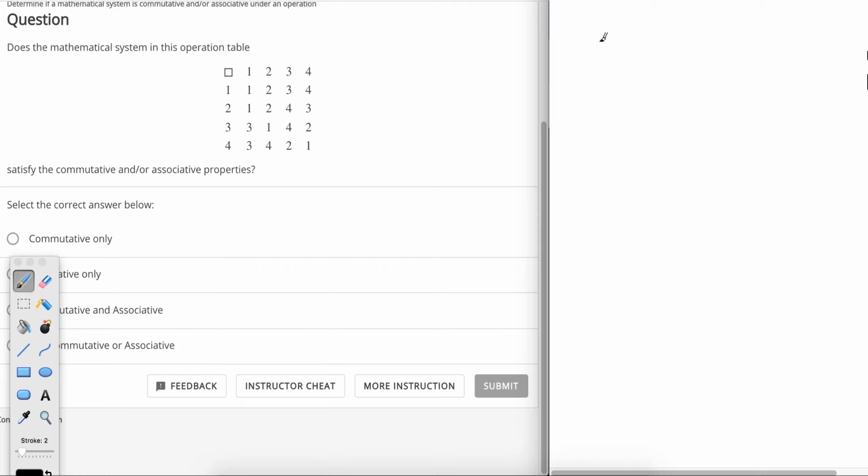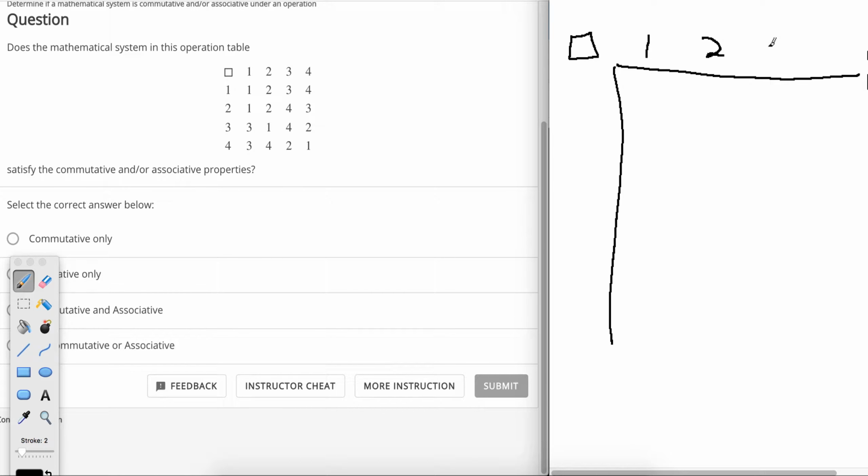Again, it's easier if you have the headers and rows distinguished. So it should look something like this. 1, 2. There must be a reason why Newton does that. I don't know why. 1, 2, 3, 4. And so you could imagine that 1 and 1 meet up at 1. 2 and 1 meet up at 2.